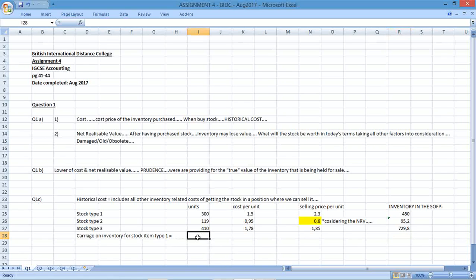Then there was carriage on inventory for stock item number 1. They said in the question that you had to pay $5 per 100 units of the first item, the item that was labeled BD20, which was the first one. So per 100 units, what am I going to do here? I'm going to take $5 times 300 units divided by 100 units, which is 3 times 5, equals 15. So $15 would be the carriage on inventory for those items purchased.